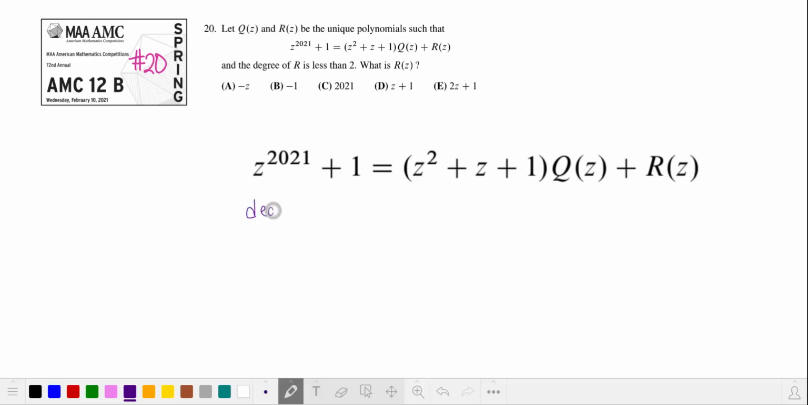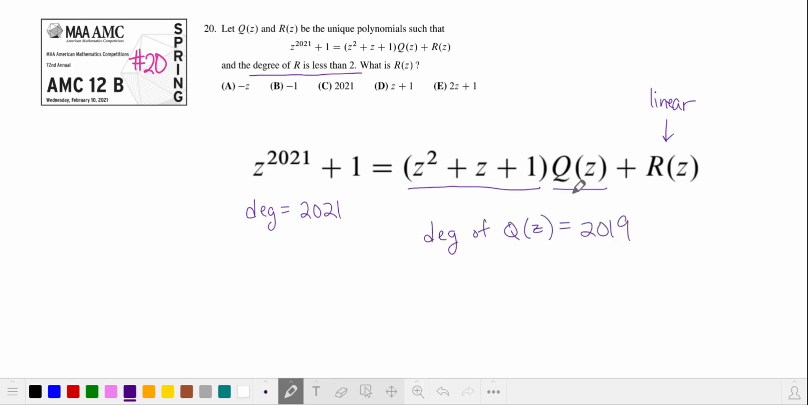The degree of the expression on the left-hand side is 2021. R of z is linear. Its degree is less than 2. So we have to be able to generate this power of 2021 by multiplying these two terms, which means q of z has a degree of 2019, because we can multiply z to the 2019 power times z squared over here to get z to the 2021 power.